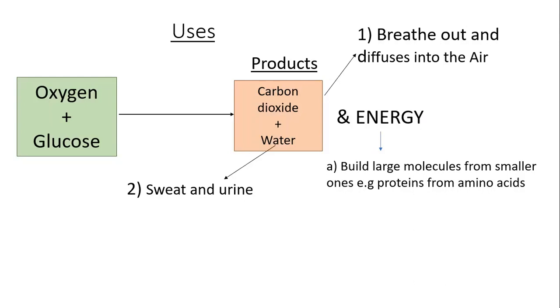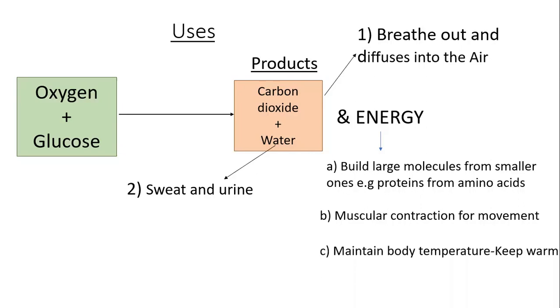The first use is the building of large molecules from smaller molecules. So, for example, making large proteins from amino acids. Secondly, the energy is used during muscular contraction and it allows movement. And thirdly is to maintain the body temperature, so keep the body warm. So for humans, the body temperature is 37 degrees Celsius. So energy allows large molecules to be built from small molecules, allows muscular contraction for movement, and retains the body temperature.